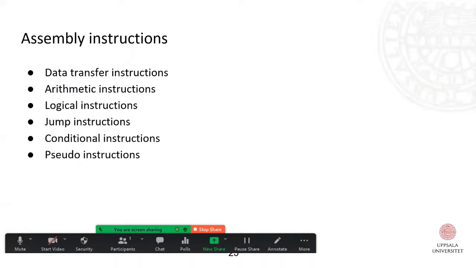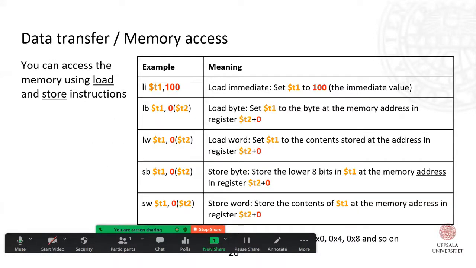So the assembly instructions have different forms and different uses. For example, we have some instructions that are used to transfer data to and from memory. We have arithmetic instructions, logical instructions, jump instructions, which are some unconditional jumps. And we have also conditional jumps. And we have also pseudo instructions. So let's see one by one.